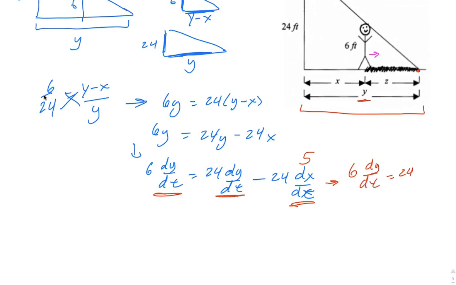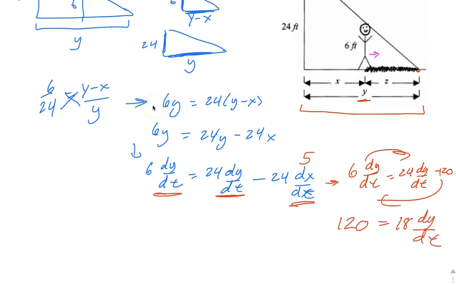So if I plug all these in, I'm just going to get 6 dy/dt equals 24 dy/dt minus 24 times 5, which is 120. So minus 120. Let's move this over there and this over there. So I get 120 equals 24 dy/dt minus 6 dy/dt, which is 18 dy/dt. Divide by that, I get 120 over 18 dy/dt.